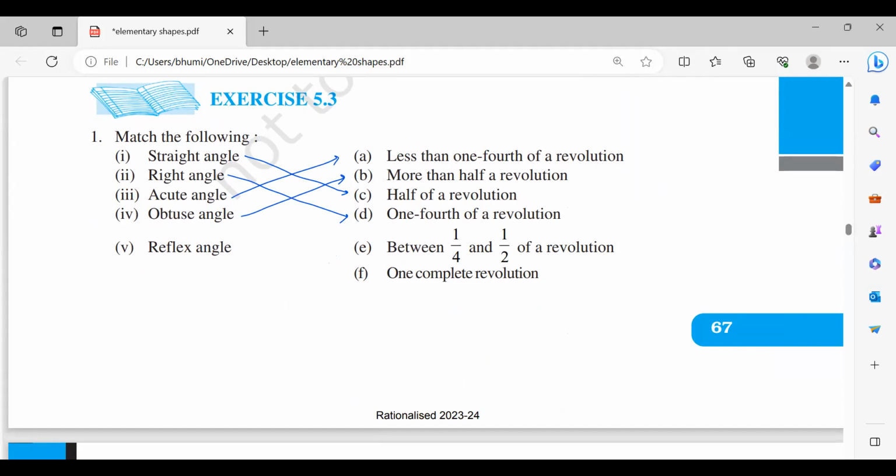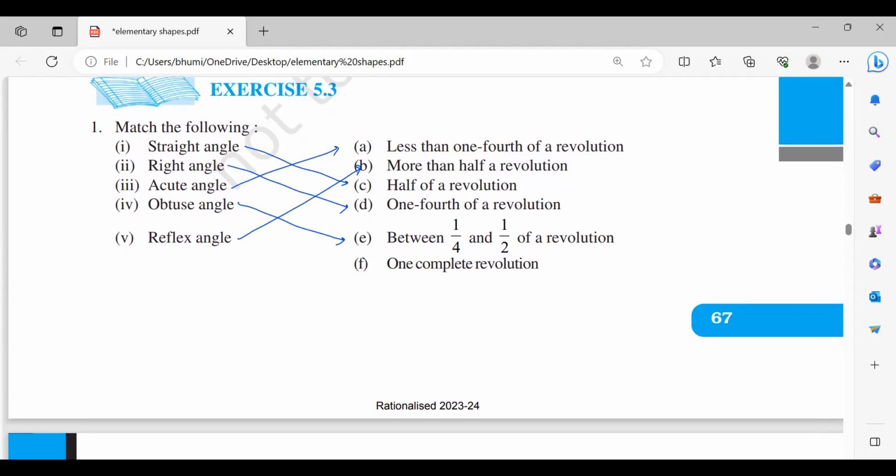1/4 means 90 and half means 180. So one complete revolution you can say reflex. More than half a revolution will be this. And obtuse angle will be between 1/4 and half. This is complete, so this is not reflex. Okay, this is the answer.